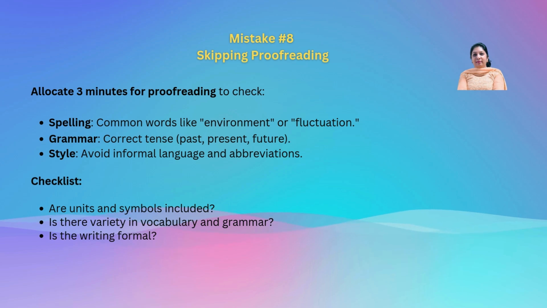Mistake number 8, skipping proofreading. Always allocate 3 minutes to proofread your work. Check for spelling errors, grammar mistakes, and informal language. Checklist: are units and symbols included? Is there variety in vocabulary and grammar? Is the writing formal? Tip: make proofreading a habit. It's essential for getting those final points.